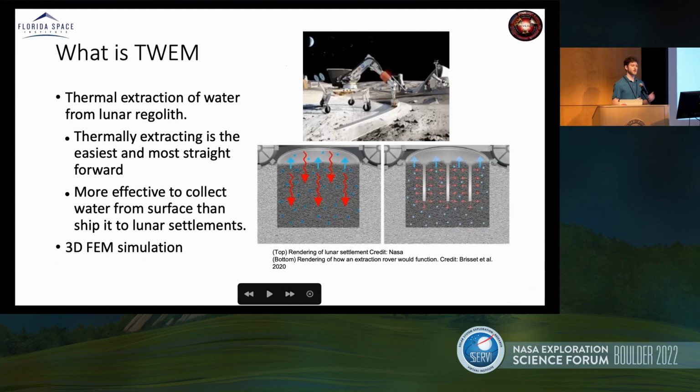To do this, it is a 3D FEM simulation in the ever modern Fortran 90, where we simulate a 1.2 meter square surface area with a 1 meter depth of icy regolith. So to do that, we need to model it.